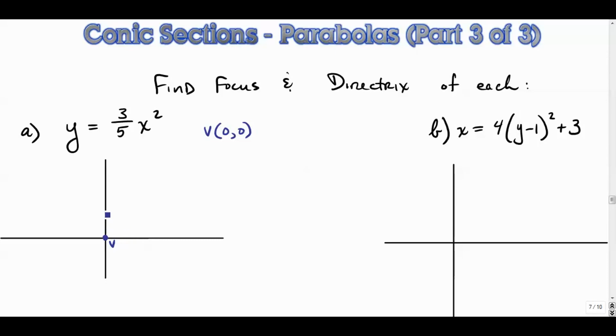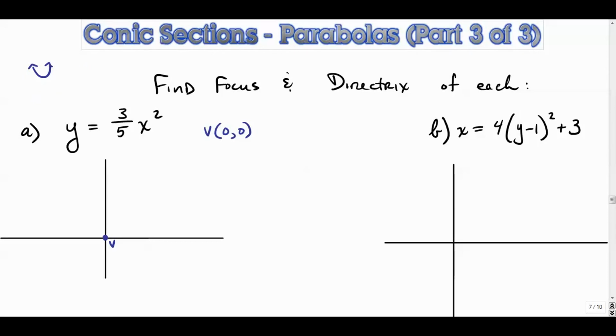And from there, I can see that it definitely opens up or down. And I know that because the squared term is the x and the linear term is the y. So that means that it's going to open either up or down. And to determine which one it is, of course, you just look at the A value. The A value here is positive. So that means we're going to open up. So I know that this parabola is opening up.